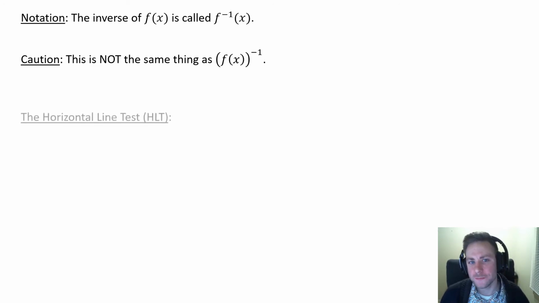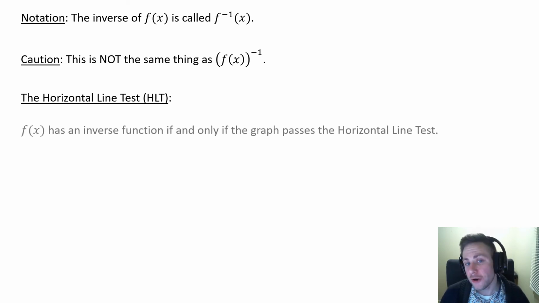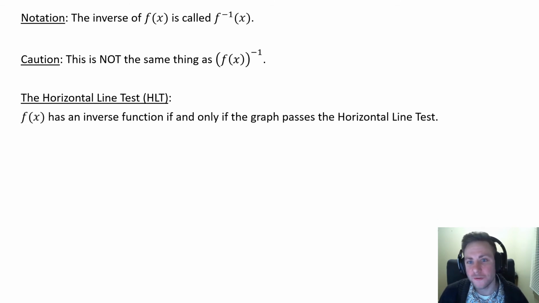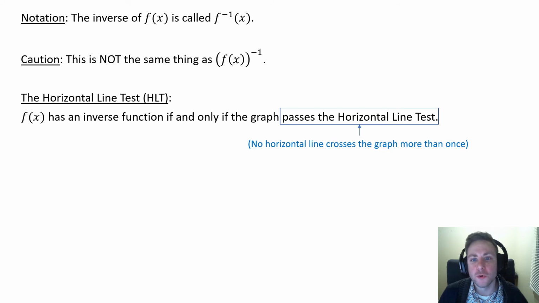Another important concept relating to inverse functions is the horizontal line test, which I'll abbreviate as HLT. You should know that not all functions have an inverse. In fact, the only ones that have inverses are the ones that pass the horizontal line test. And that just means that no horizontal line crosses the graph more than once. This is something you've probably heard before, but the time has come where you need to start being an expert in these concepts rather than just being familiar with them. So instead of just stating this as a fact, let's see if we can understand and explain why this is actually true.